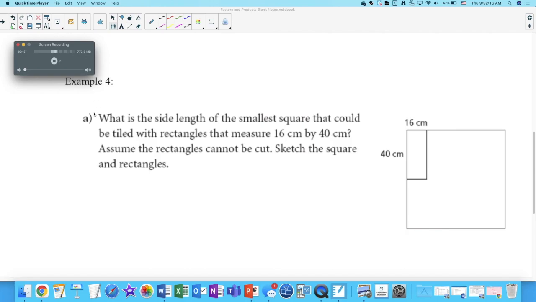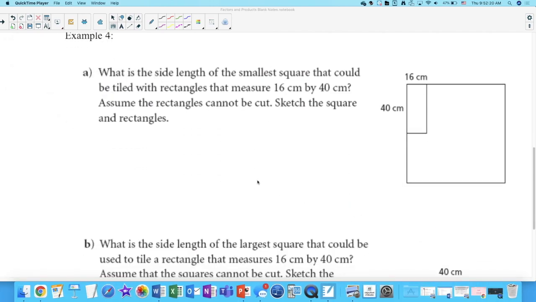Side length of the smallest square that could be tiled with rectangles that measure 16 centimeters by 40 centimeters. Assume the rectangles cannot be cut. Sketch the squares and the rectangles. Okay, so I've given you a diagram, but I don't have to for this question, okay?